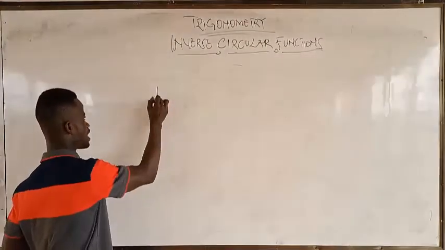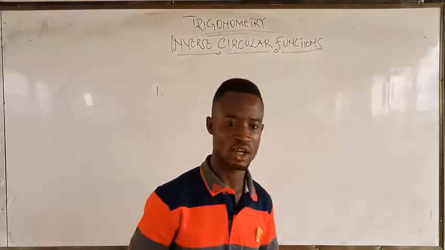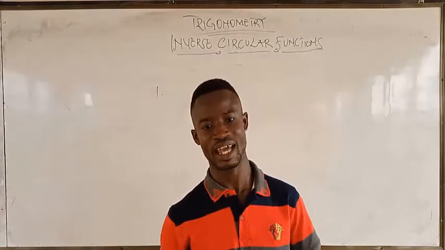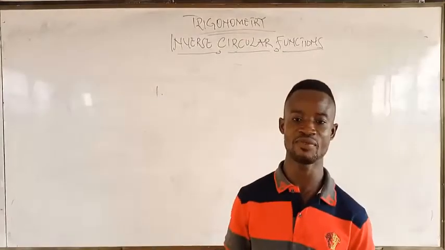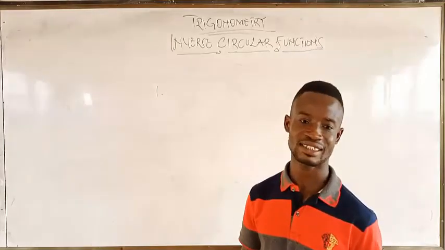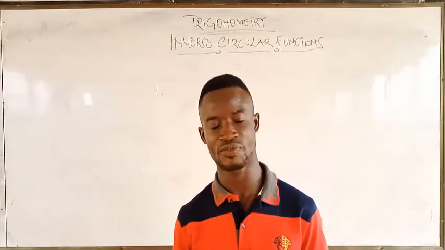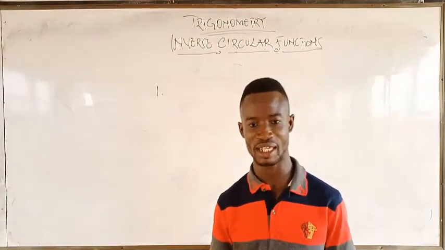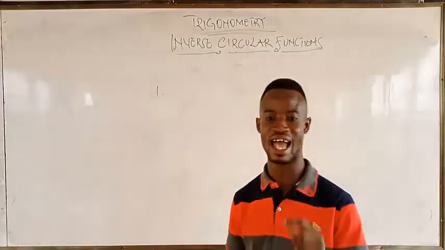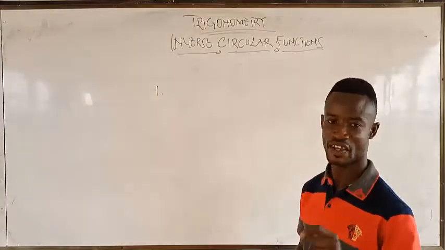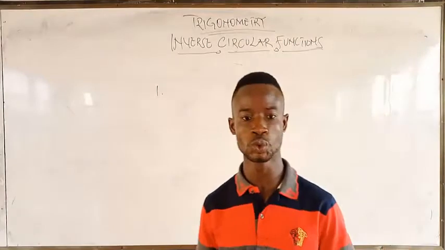The first review is that you have to know that if a function f is 1 to 1, then f has an inverse function, f inverse. We are saying that if a function f is 1 to 1, then f has an inverse function.